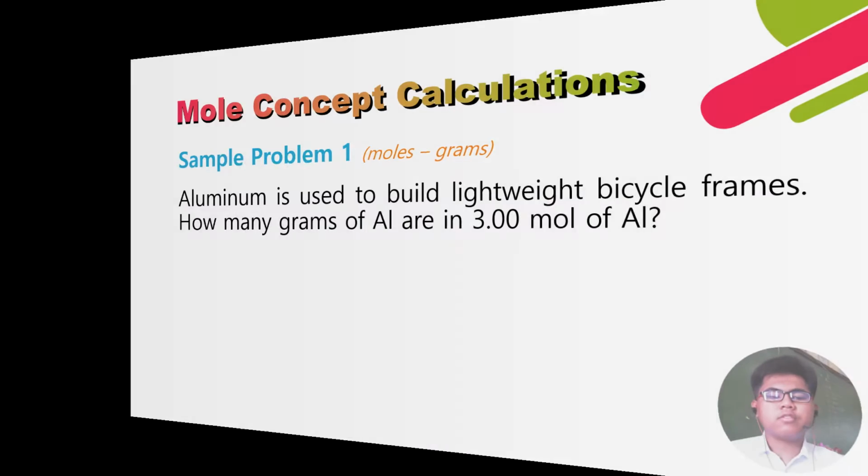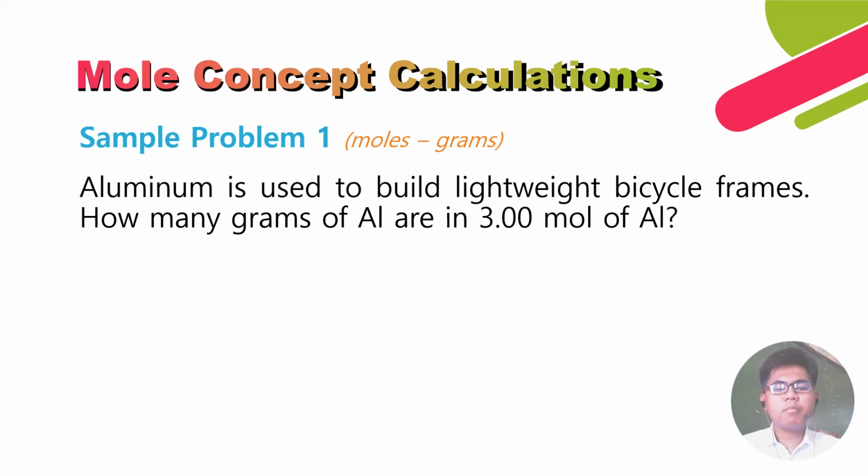Okay, start. Sample problem number 1. This involves interconversion from moles to grams. Aluminum is used to build lightweight bicycle frame. How many grams of aluminum are there in 3.00 mole of aluminum? So, how are we going to solve this problem?